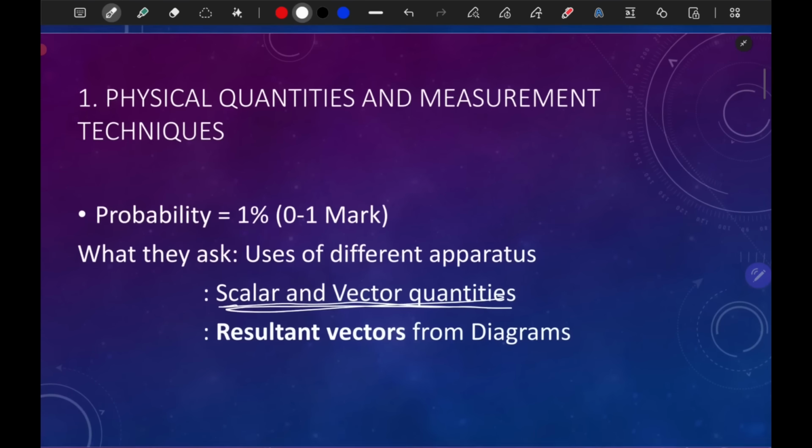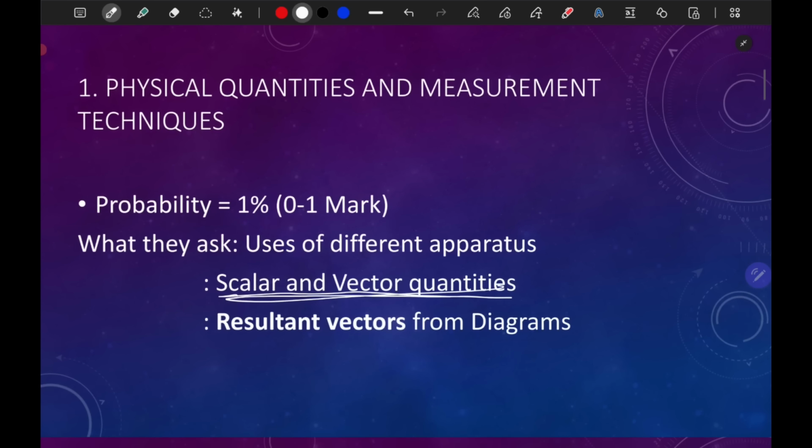And the next one is resultant vectors from diagrams. This one is an important one, but you can also classify it as a force question. It's usually 4 marks. So make sure you know how to understand this and how to use resultant vectors.